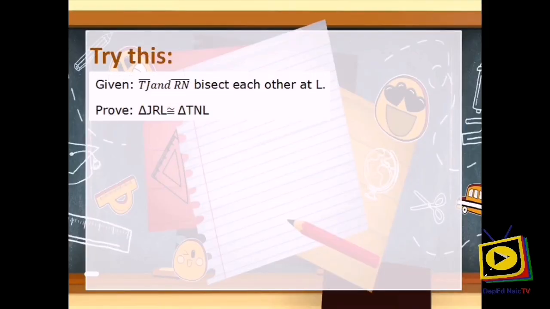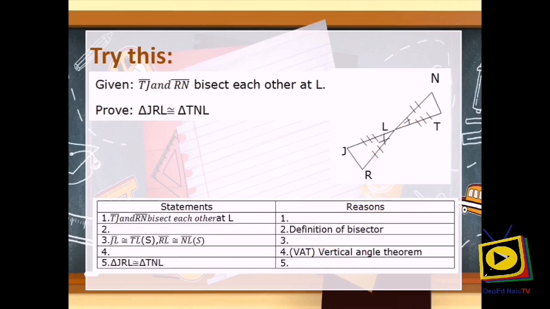Try to answer this. Given segment TJ and segment RN bisect each other at L, prove triangle JRL is congruent with triangle TNL.